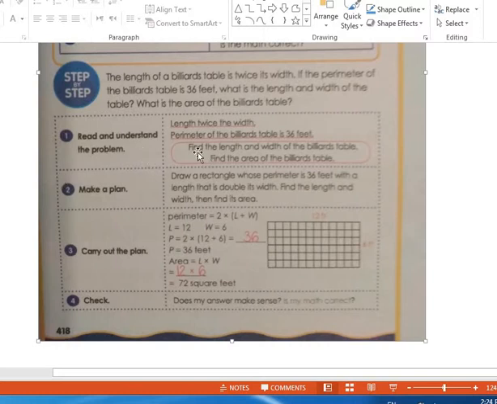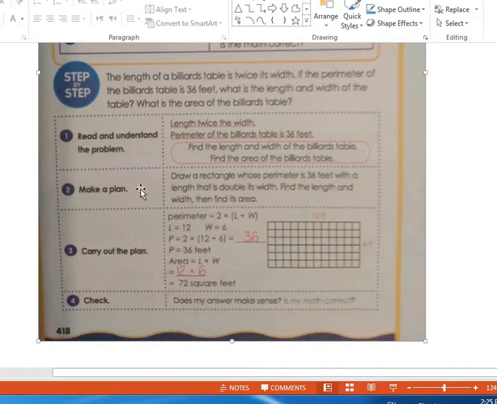I have here length twice the width. Perimeter of the billiards table is 36 feet. First, what to do? I read and understand my problem. I write here some points to help me. Find the length and width of the billiards table, then find the area of the billiards table.